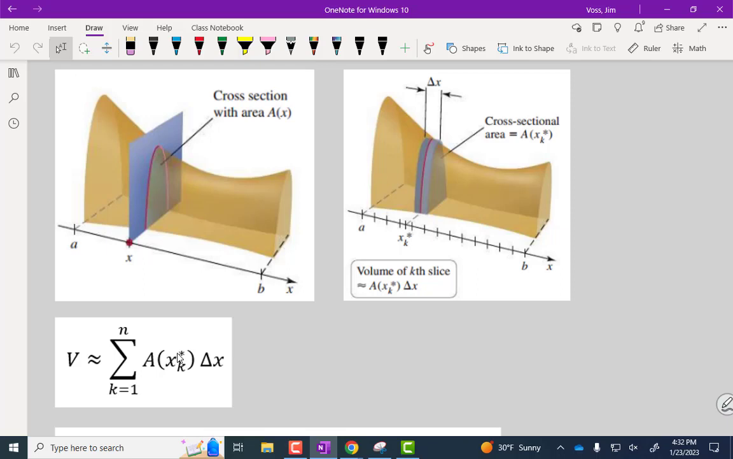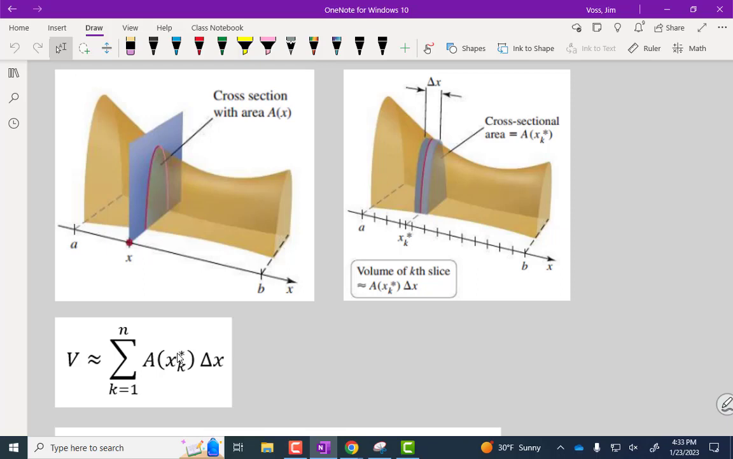If we take our cross section and then we add a little thickness, then we're going to call it a slice. So a cross section is 2-dimensional, and a slice is 3-dimensional, but very thin. So we're going to call this slice, we're going to say that it has cross-sectional area, whatever the area is over here, and then the thickness is dx.